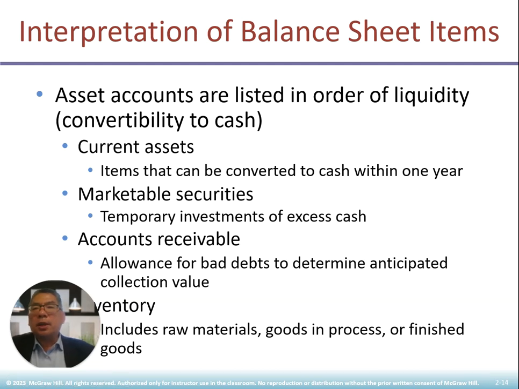Interpretation of balance sheet items. Asset accounts are listed in order of liquidity, that is, how quickly they can be converted to cash. You get the current assets here, items that can be converted to cash within 1 year. Marketable securities, which are the temporary investment of excess cash. And then accounts receivable, which gives you an allowance for bad debt in determining the anticipated collectible value. Of course, you have the inventory, which includes the raw material, goods in process, and finished goods.